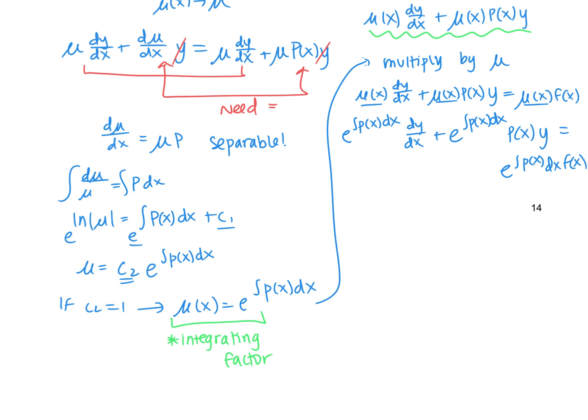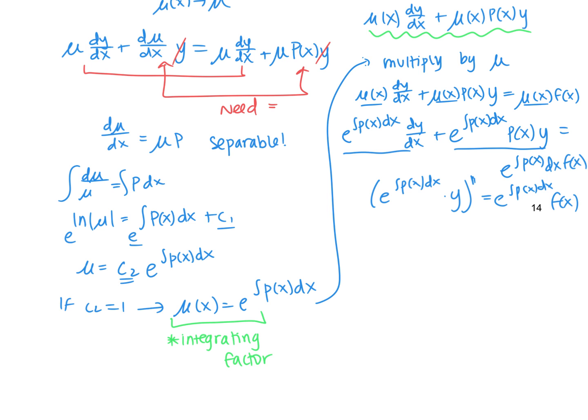Hopefully you found enough. Okay, so on this left side, what we wanted was the derivative of the product times y. And so verify that what we did in fact get, this sum, is the derivative of the product of e to this quantity times y. So that is in fact what we got. And that then is equal to e to the integral of p of x dx times f of x.